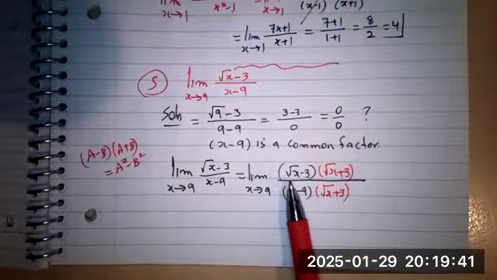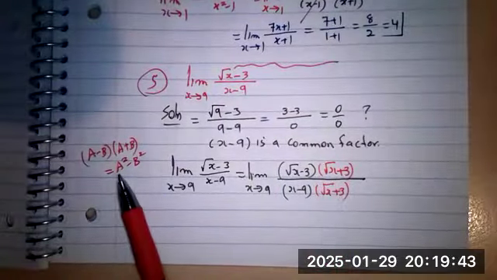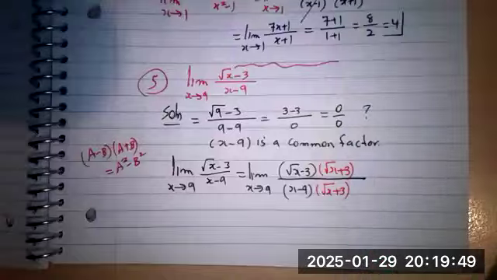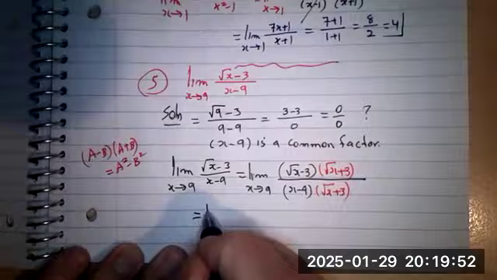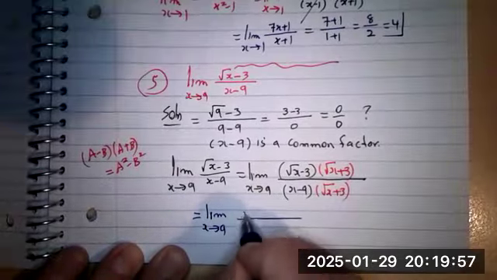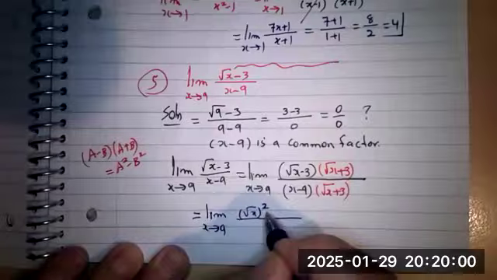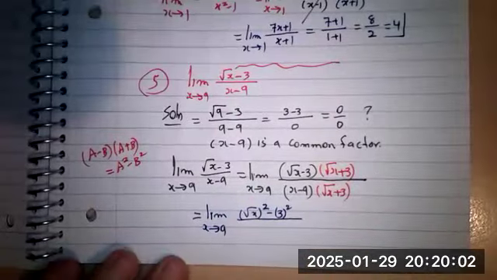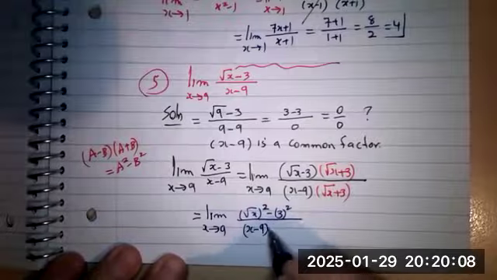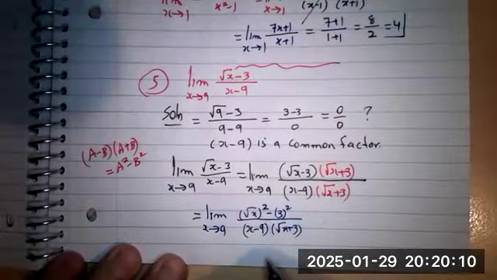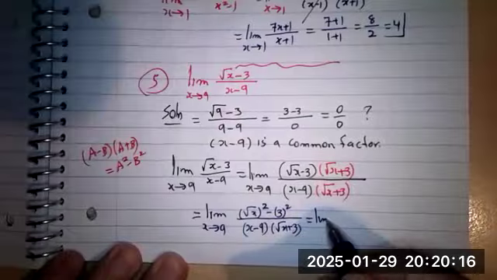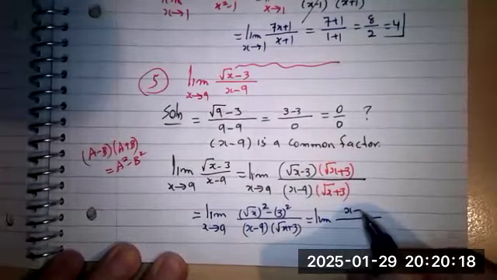So the result is going to be radical x squared minus 3 squared. We only operate on the top. So it's going to be equal to the limit as x goes to 9. The top would be radical x squared minus 3 squared, a special FOIL. The bottom one as is, x minus 9 times radical x plus 3. So the top one, radical x squared would be just x. So that gives you x on the top, 3 squared would be 9.